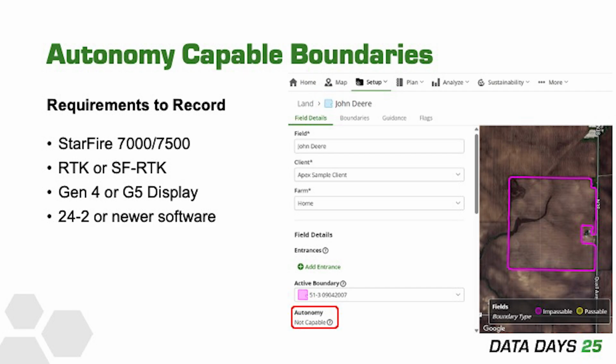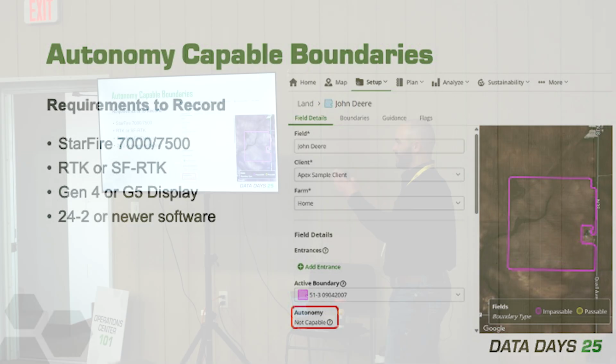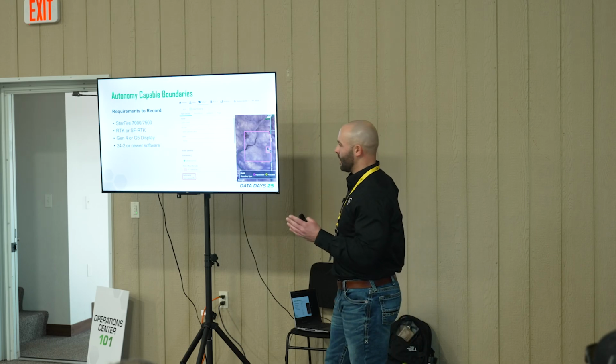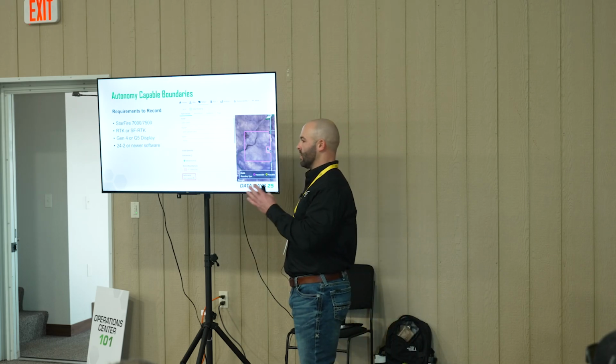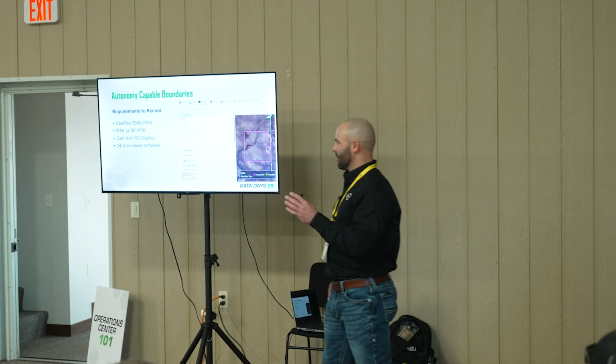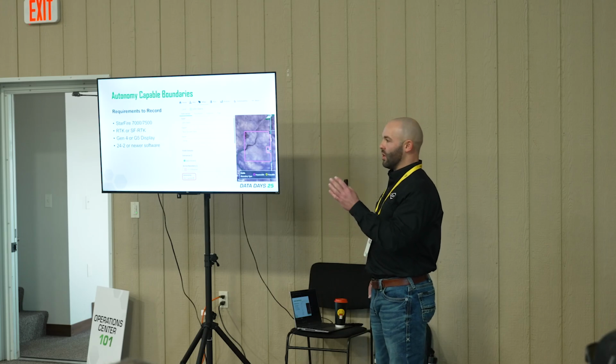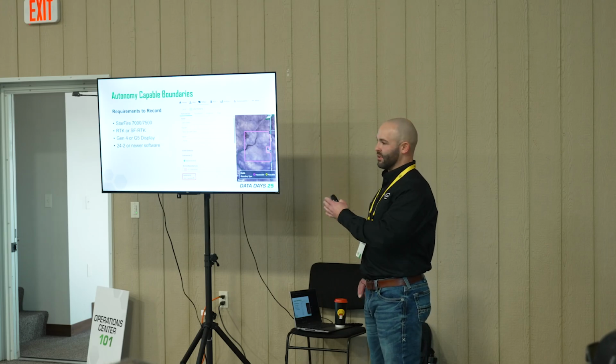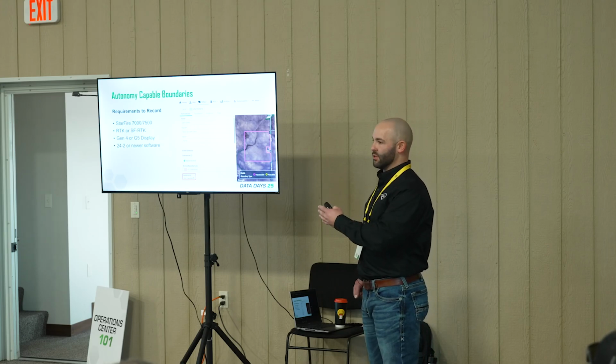You have to be on radio RTK or SF RTK signal with a Gen 4 or a G5 display. So either one of those displays or command centers, so universal or command center, and then 24-2 or newer software. So you'll see as I go through a couple other slides here, now we're on to 25.1. So don't let the lingo confuse you there. They still kept the same numbering. They just went from a dash of the version to a dot of the version, basically.